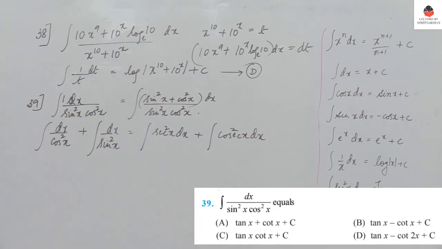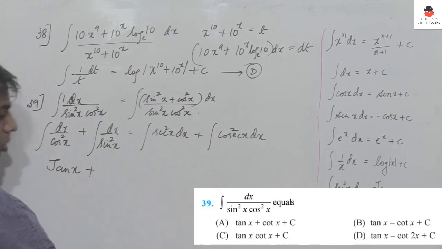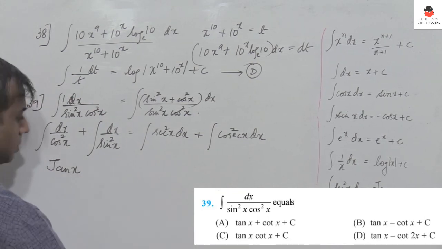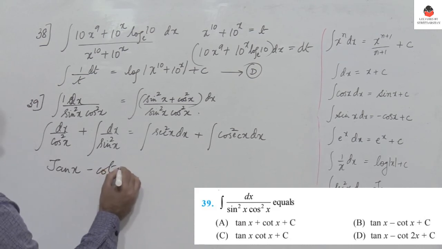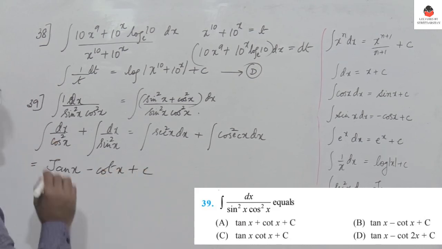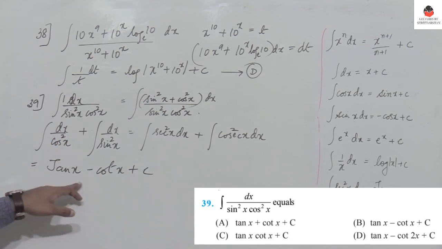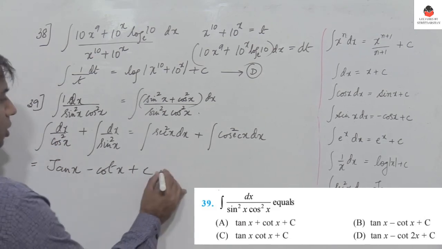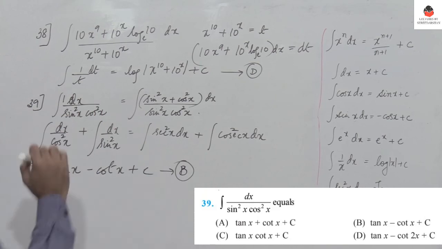So we know that integral of secant squared x is nothing but tan x, plus what is integral of cosecant squared x? It is minus cot x plus c, right? So you have tan x minus cot x plus c, and which is the right option? It is option B, right?